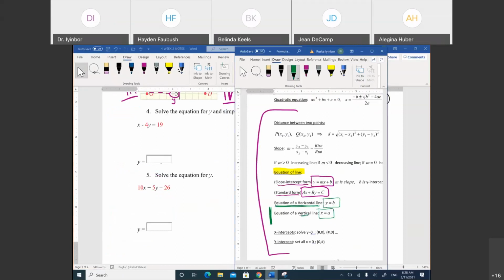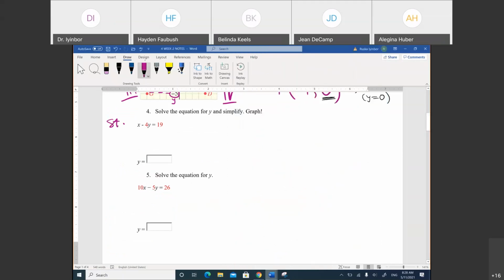If I have y by itself, it's going to be slope-intercept form, right? And we're going to talk about what the slope and y-intercept are in a minute. So the first one is standard form, and they want us to get slope-intercept form. So we're going to see how from standard form you can get slope-intercept form, how you can change the form.